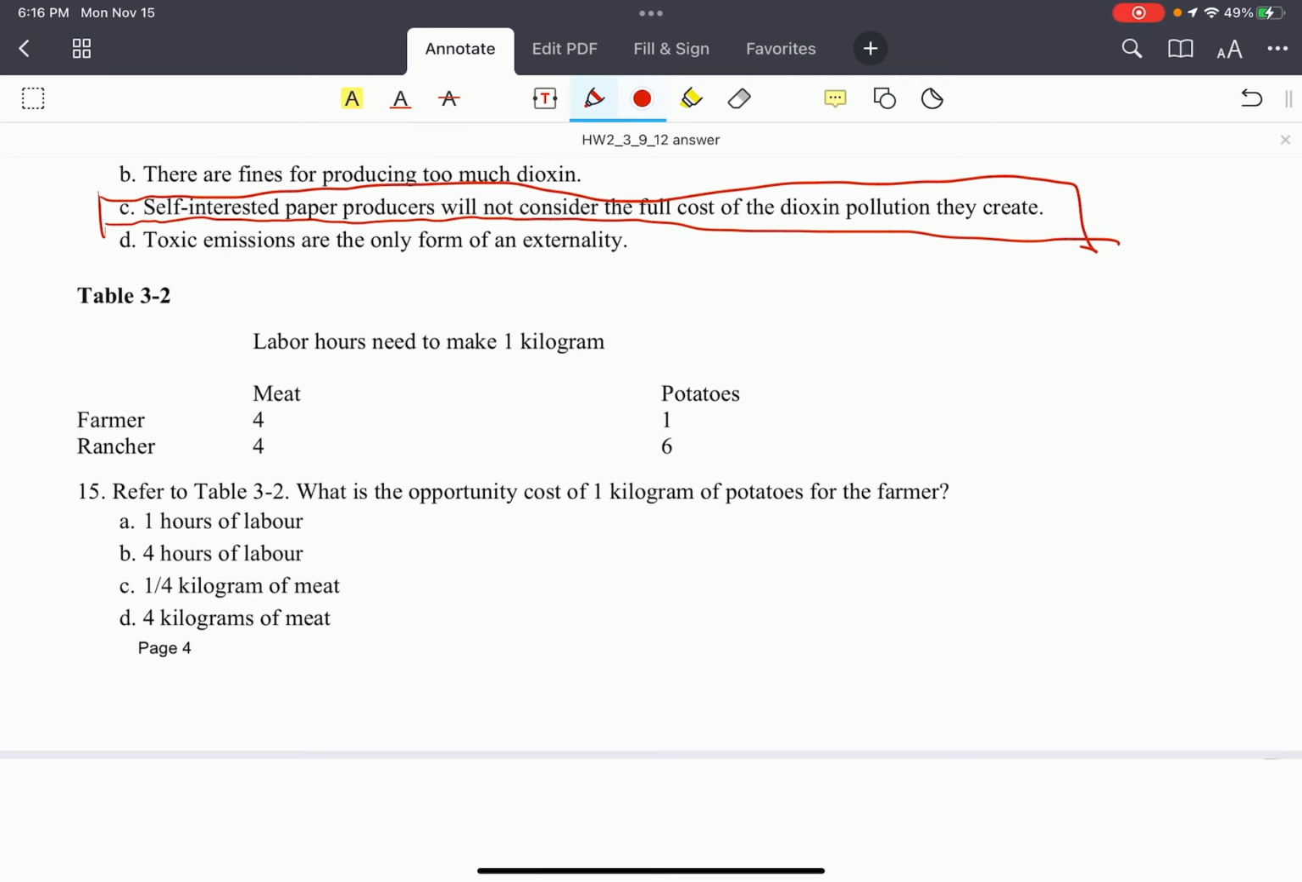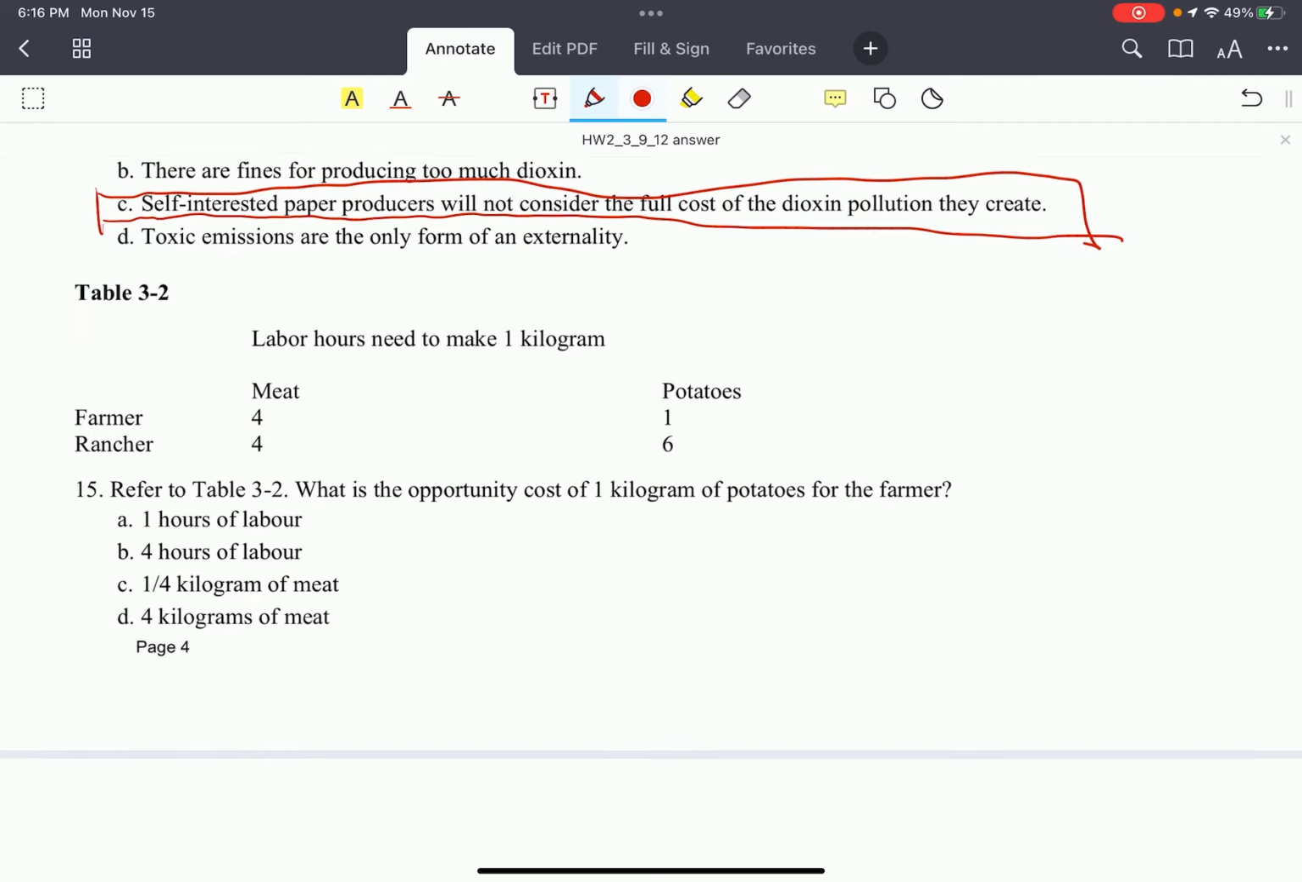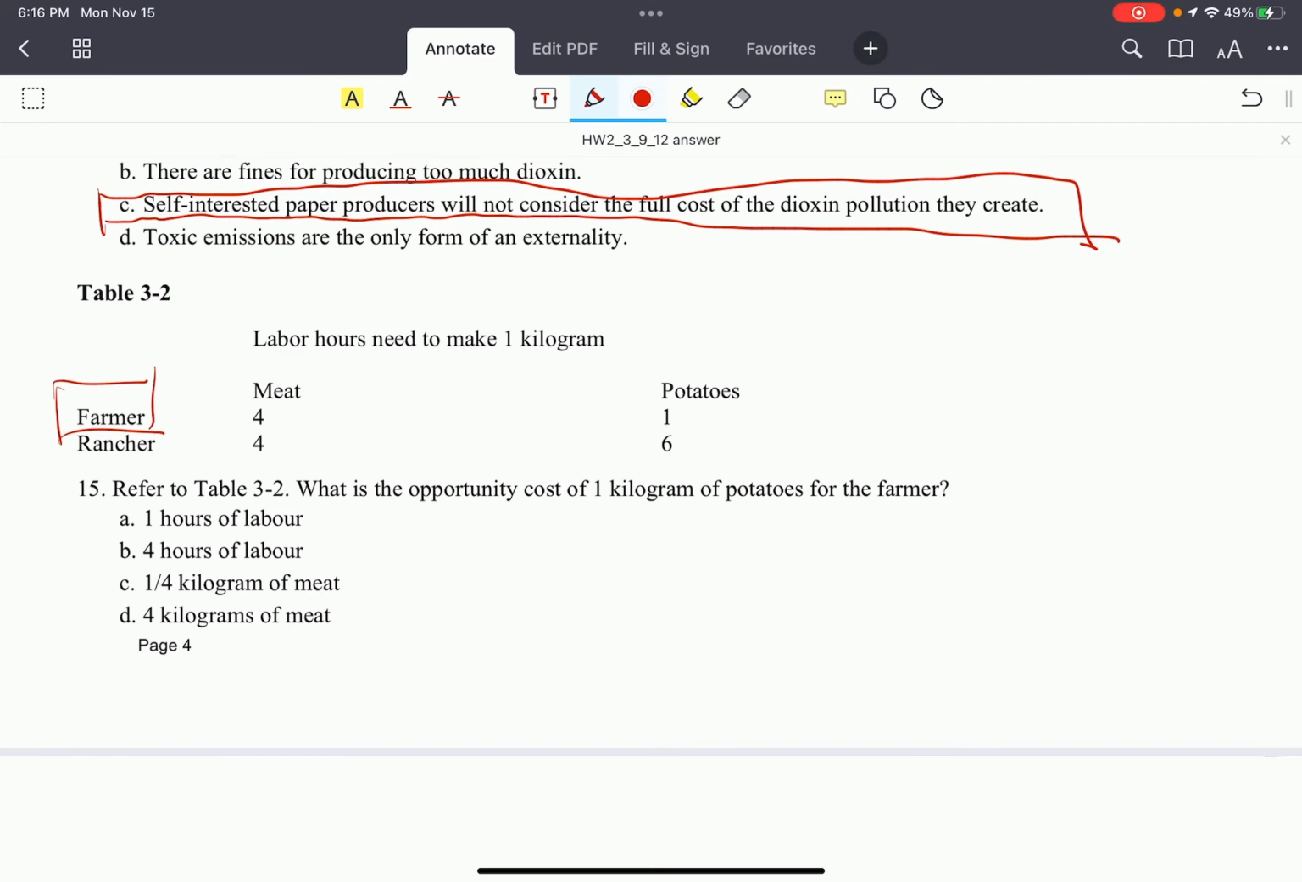Okay, 15. What is the opportunity cost of 1 kilogram of potatoes for the farmer? So for the farmer, you can see that to make 1 kilogram of potatoes, the farmer will need to spend 1 hour. And using the same 1 hour, the farmer can actually produce 1/4 kilogram of meat, right? Because per kilogram of meat costs the farmer 4 hours. So you should choose C here.